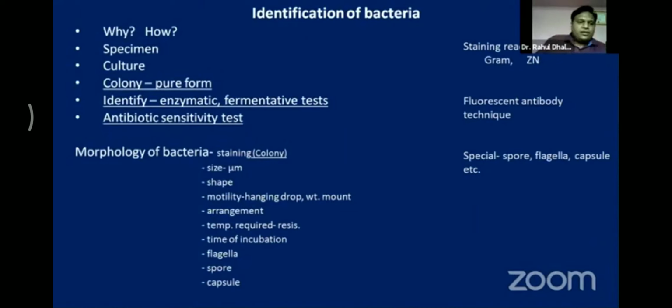Then identification of bacteria. Why is there a need? Because we have to study the properties of the bacteria, and how? By using culturing and many automated tests. When a specimen is collected from the patient according to the lesion, we have to culture it. We have to grow it artificially in the laboratory. That is culturing. Then colonies will form. Take the colony and identify it by using enzymatic and various fermentative tests. Also do an antibiotic sensitivity test. After that, we can treat the patient with the proper sensitive antibiotics.